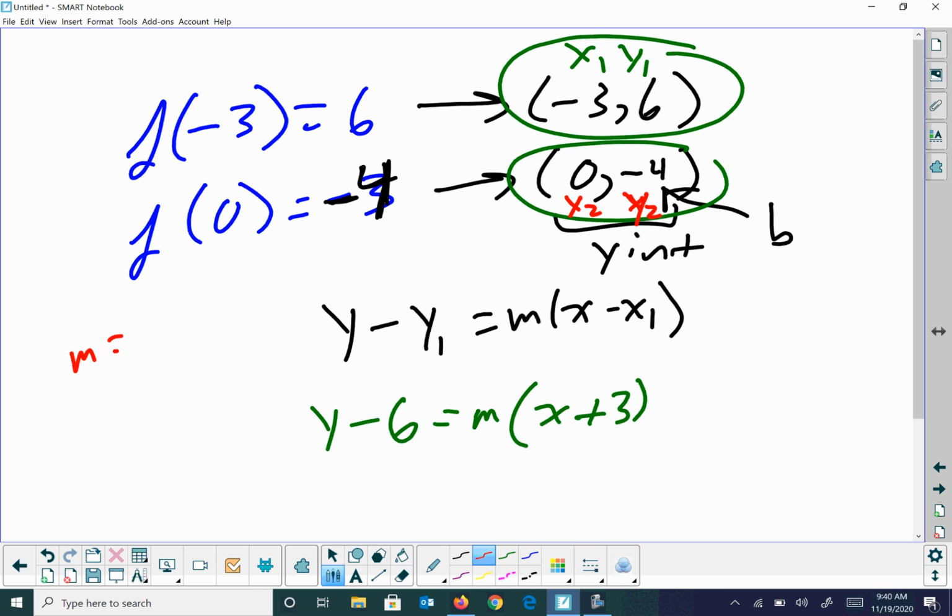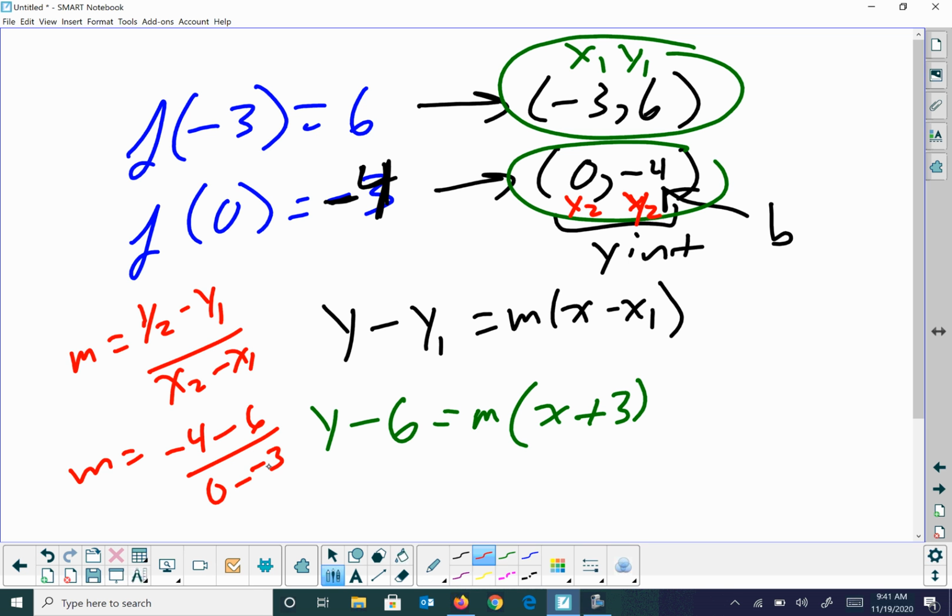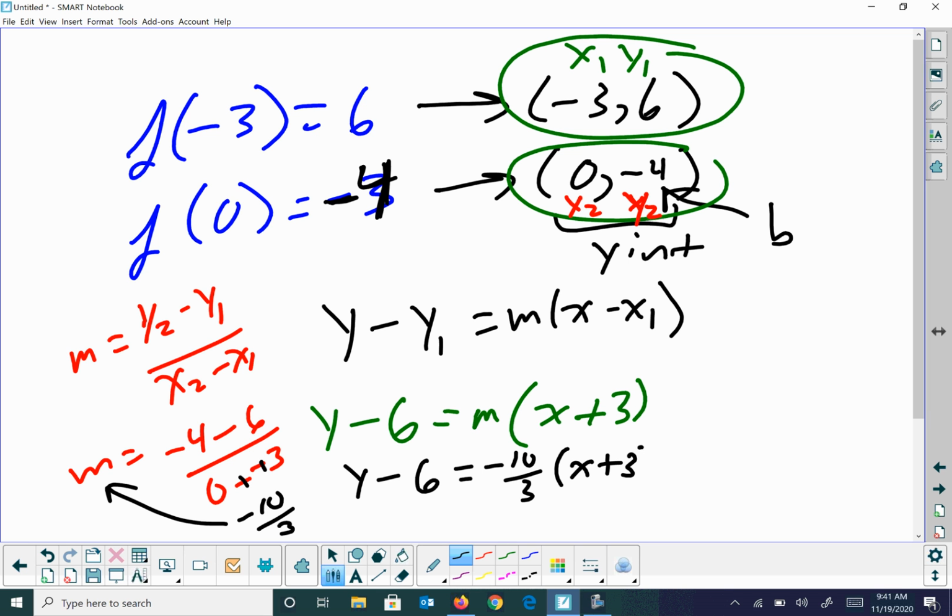So let's find our slope equation. So y2 we have is negative 4, y1 we have is 6, x2 we have is 0, minus negative 3. So that's going to give me negative 10 on top over 3 on bottom because that becomes positive. So now I get a slope of negative 10 over 3. So now I can plug that into my equation, leaving the numbers I've already plugged in. There's my linear equation.